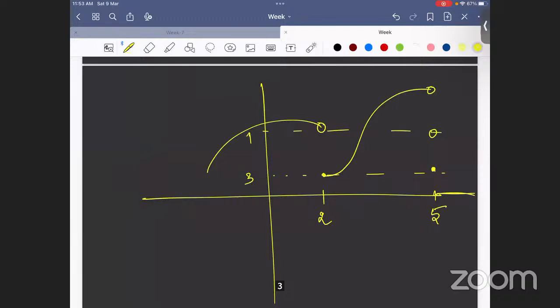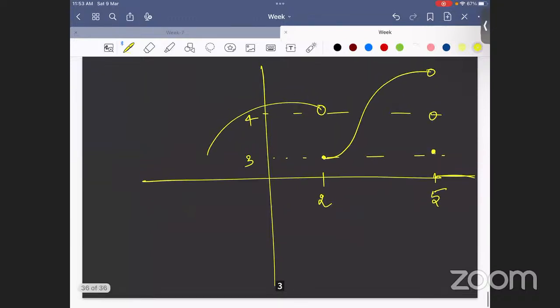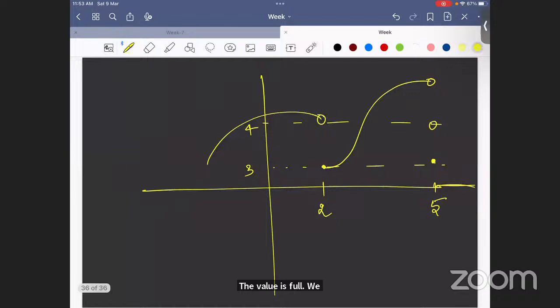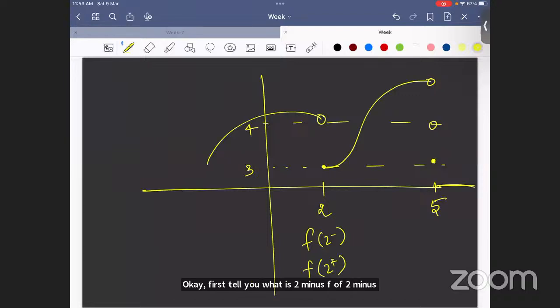This value is 4. So can you tell me whether the limit exists at 2 or not? Okay, first tell me what is f of 2 minus, what is f of 2? 4. And 2 minus is what? 4. And 2 plus is 3.